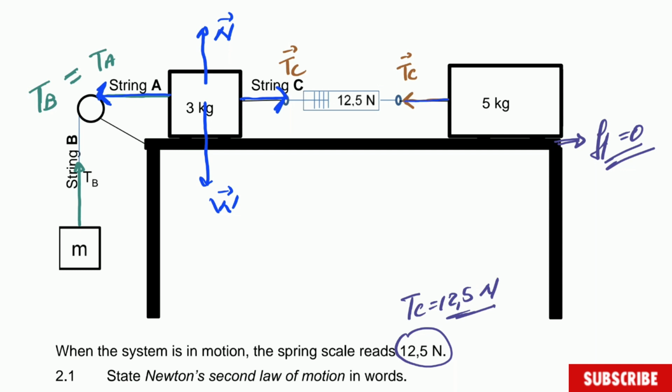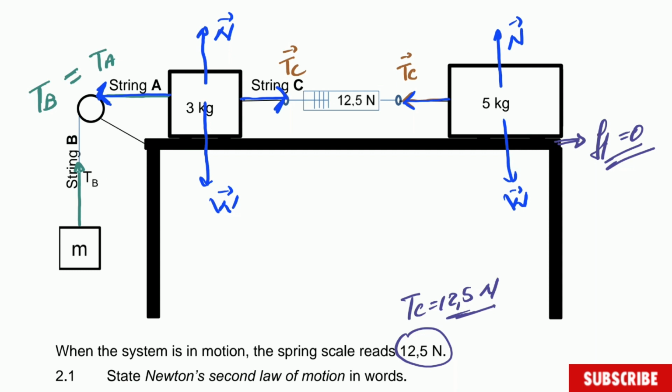Remember, it's not part of the question, but we are going to need it. So that is tension C, there is no friction, there is normal pointing upward straight perpendicular to the surface, which in this case is the table. We have weight pointing downward, and that's all the three forces acting on the 5 kilogram block.